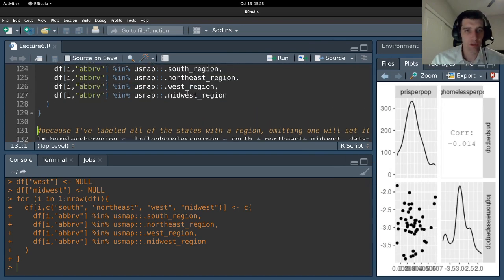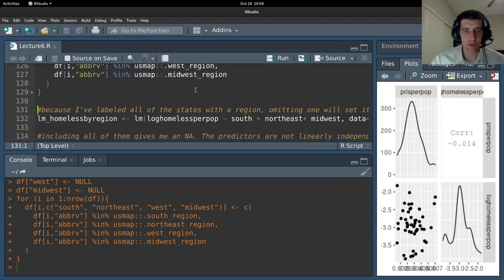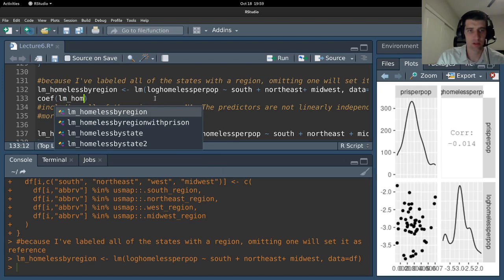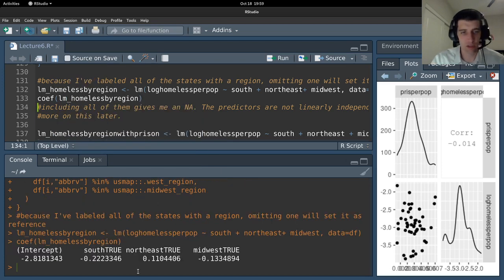So I've labeled all these regions. If I omit one as a predictor, here I've omitted the western region, that becomes my reference category. Looking at these, here I have the intercept, which is the western region, so this is the prediction corresponding to the reference category. Then the southern region, the northeastern region, and the midwestern region. These are all my contrasts.